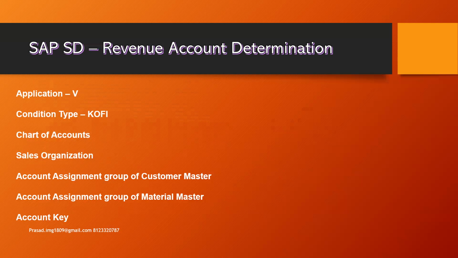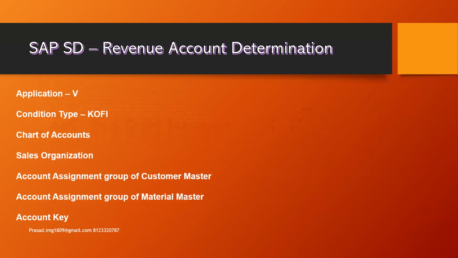Then the sales organization, we all know that. Followed by the SD perspective, the account assignment group of the customer master. This field must have some value in the customer master data, in the sales area data screen of the billing documents, the account assignment group of the customer master data.